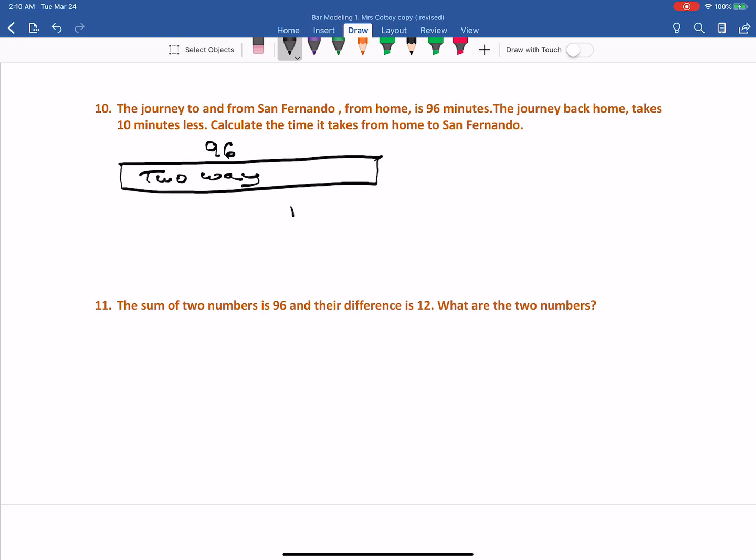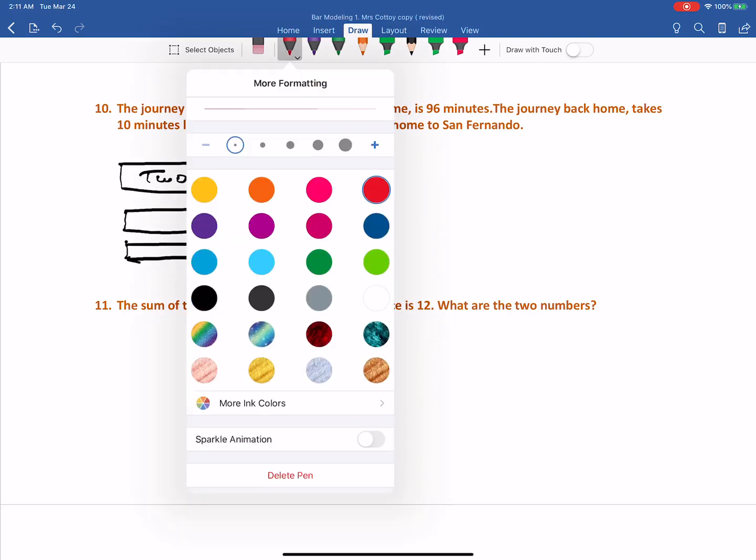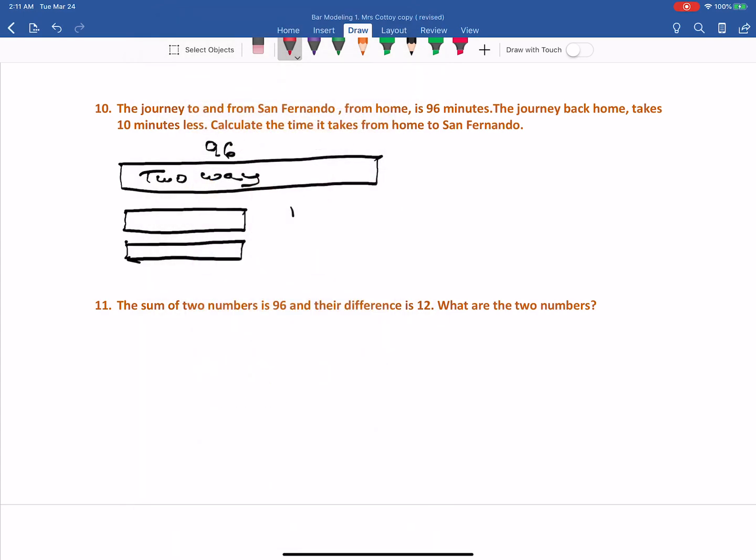So let's say this is the journey to San Fernando, and let's say this is the journey back home. However, the question doesn't say that it's an equal distance. For some reason, maybe it's a different route, maybe the traffic, I don't know. But back home takes 10 minutes less, which means that we're going to make the journey to San Fernando 10 minutes more. So let's add 10 minutes here.